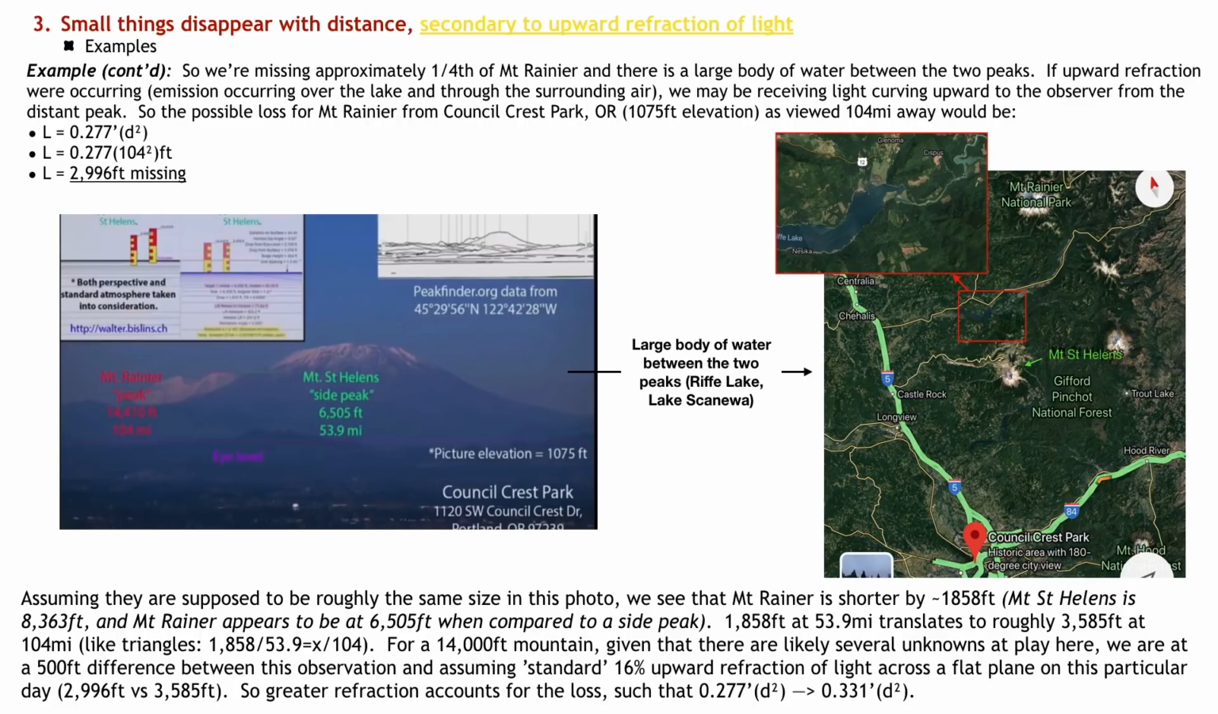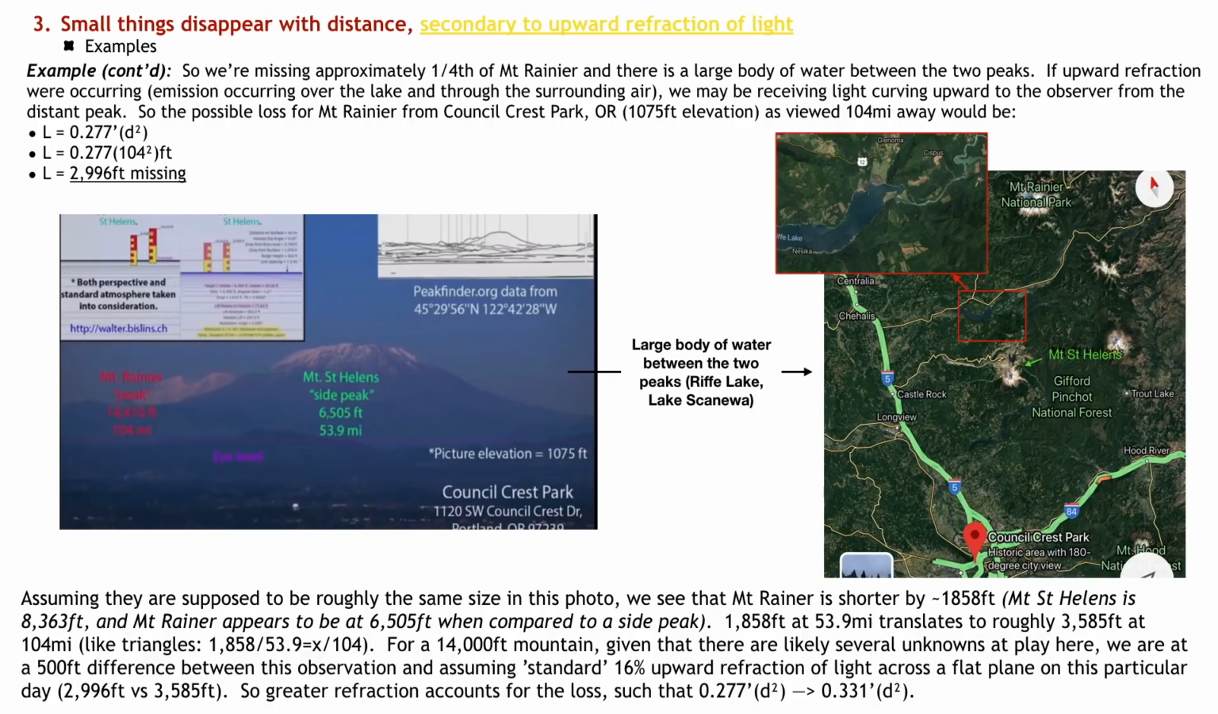So for a 14,000 foot mountain, given that there are still likely several unknowns at play here, we are at about a 500 foot difference between these observations. But for a 14,000 foot mountain, I would say that's pretty close. So assuming standard 16% upward refraction of light across a flat plane on this particular day, we get 2,996 feet of expected versus about 3,585 feet of what we can possibly see within the photo. Again, noting that there are possibly several other factors at play.